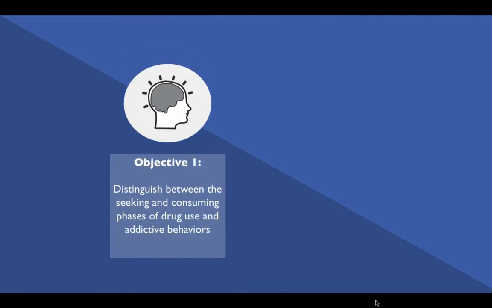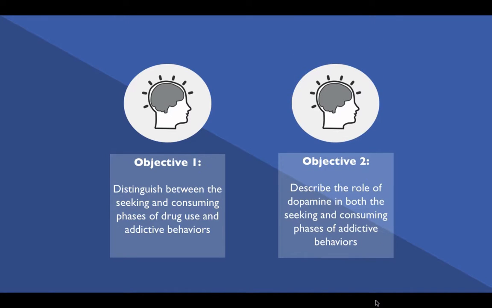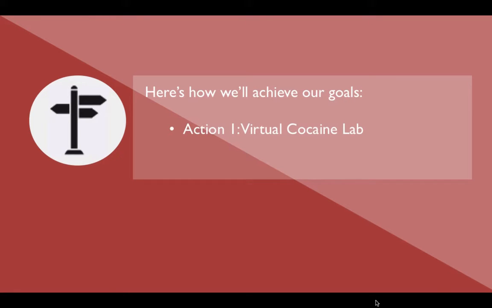At the end of this lesson, students should be able to distinguish between the seeking and consuming phases of drug use and addictive behaviors, and describe the role of dopamine in both the seeking and consuming phases of addictive behaviors. We'll achieve these goals with a virtual cocaine lab.